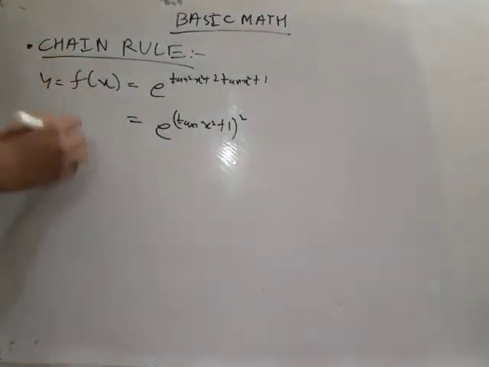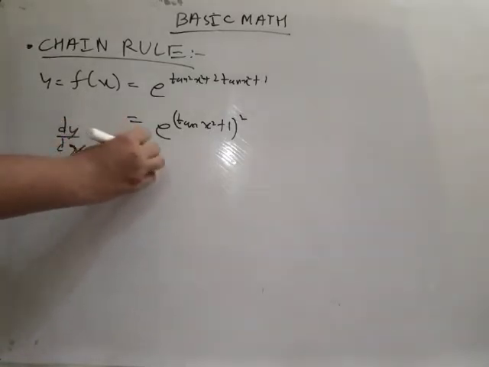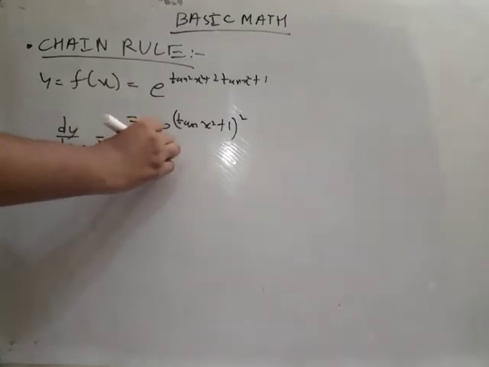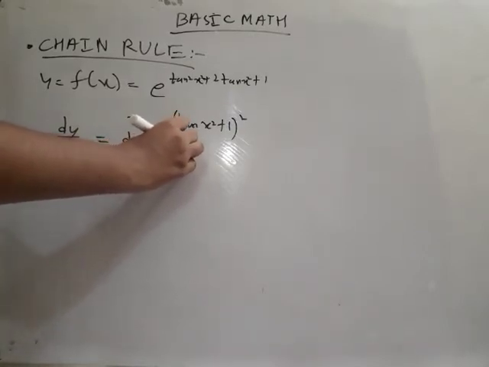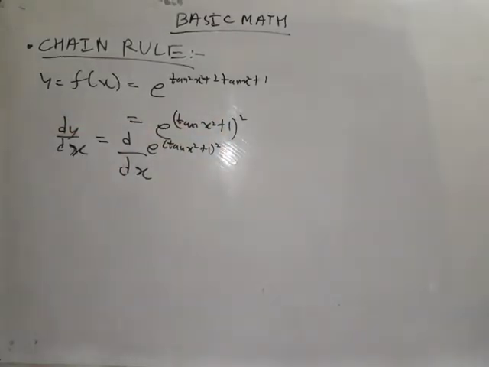Now suppose we have been told to find dy by dx. Here dy by dx becomes d/dx of e to the power (tan x square plus 1) whole square. Now in all the problems you will not calculate like this, you will not write out all the equations. So what to do? You calculate it in your mind.